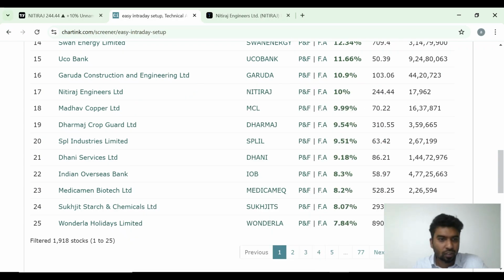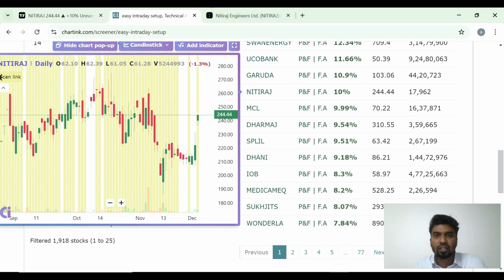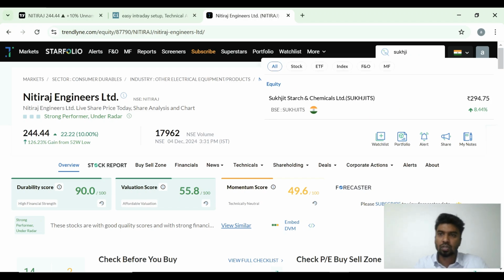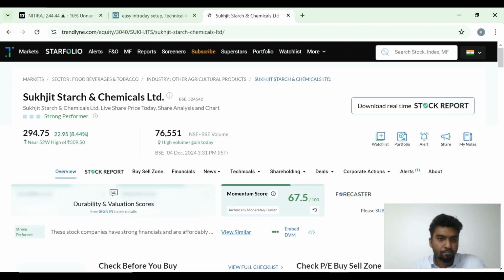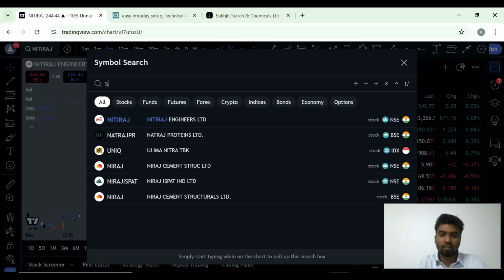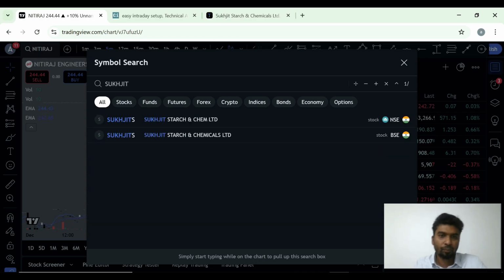So, the other one, Sukhjit Starch. Sukhjit Starch. See, the momentum, the valuation, and the durability score are good.